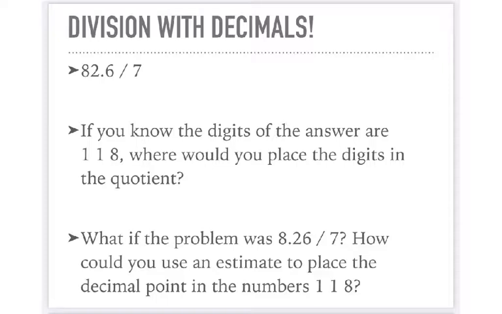So if you knew the digits of the answer are 118 for this problem, where would you place the decimal? Hopefully you would say, well, I said it was going to be close to 10, so if it's 118, it would have to be 11.8, right? Because if I put my decimal there, it is going to give me pretty close to 10.